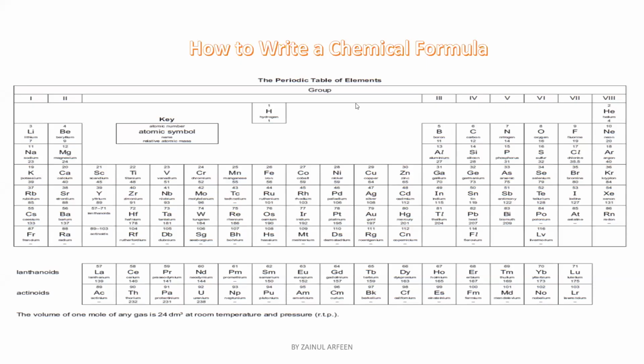In this session, you will learn how to write a chemical formula for the compound. How we will write a chemical formula. Before writing a chemical formula, you should write the valencies or the charge for each group. How we can write the valency for the charge?